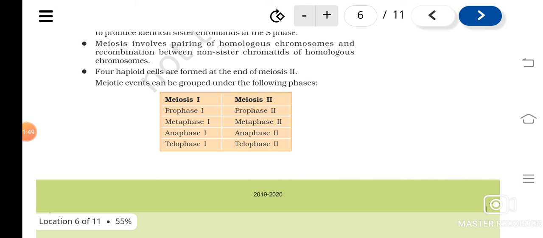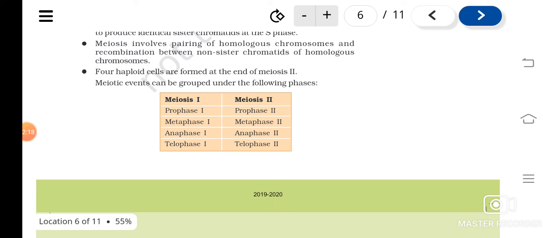Understood? And in meiosis 2 what happened? These two cells formed by meiosis 1 will again get divided, so that four cells will be formed. And meiosis 2 is almost like mitosis. So is it clear? I told you meiosis takes place in two different steps. What are they? Meiosis 1 and meiosis 2.